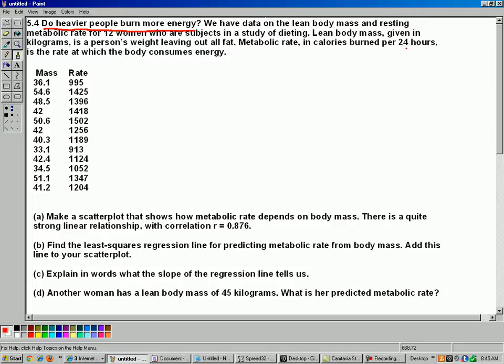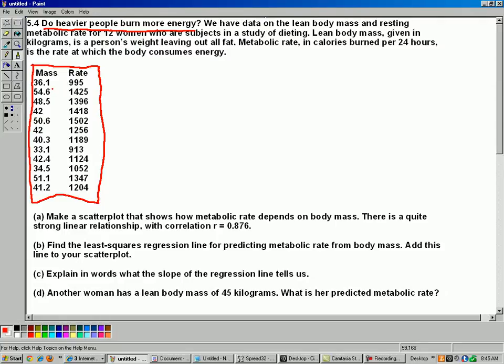Lean body mass, given in kilograms, is a person's weight leaving out all fat. Metabolic rate in calories burned for 24 hours is the rate at which the body consumes energy. Okay, so here's the data. Let's take a quick look at the data here. And just after a quick scan, what preliminary conclusions can we make?